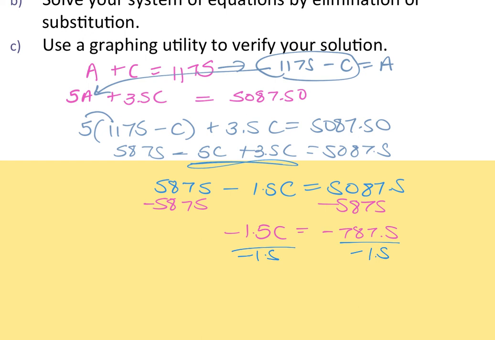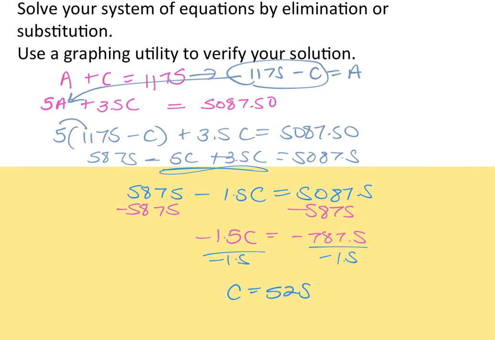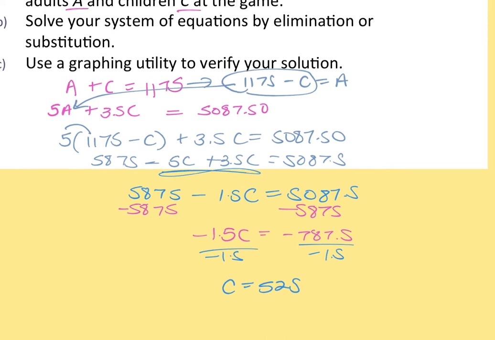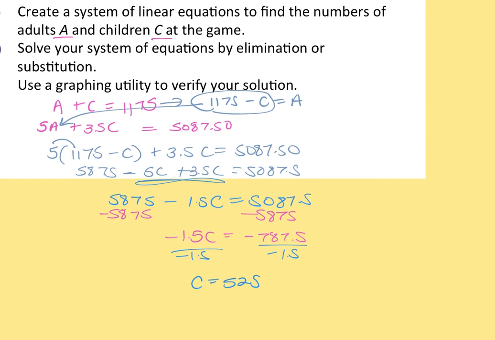C could never be negative for this specific problem. Yeah, it can't be negative. You can't sell a negative amount of tickets, right? So this says C, the children's tickets, was 525. How would I find A? Plug it back in. I can either plug it back in here, or into the one we've already isolated for A. So 1175 minus that 525. And there's my 650. So that's how many adult tickets were sold.